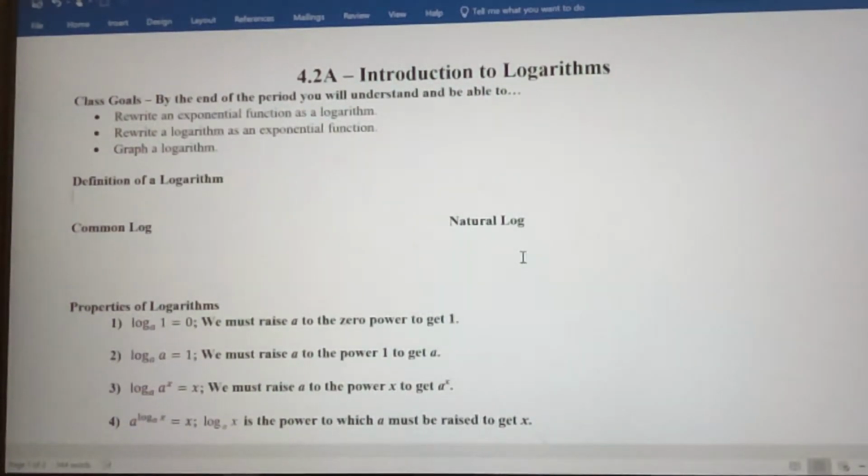Okay, in this video we're going to introduce logarithms to you and show you how to convert exponential functions into logarithms and how to convert logarithms back to exponential form. First thing, what is a logarithm?